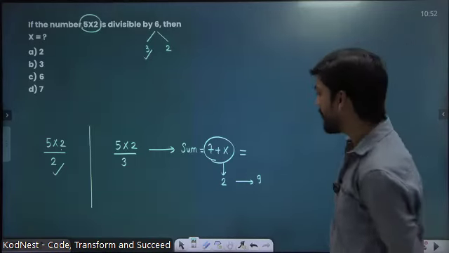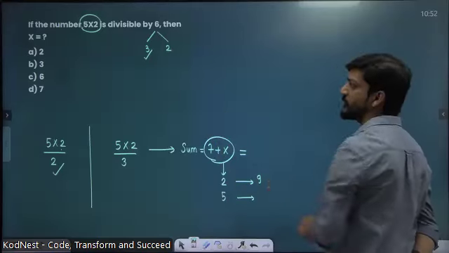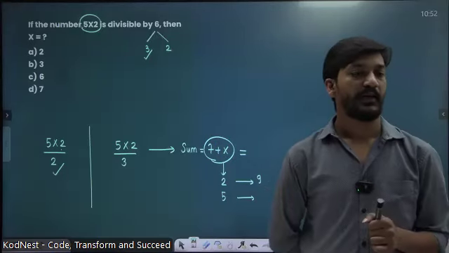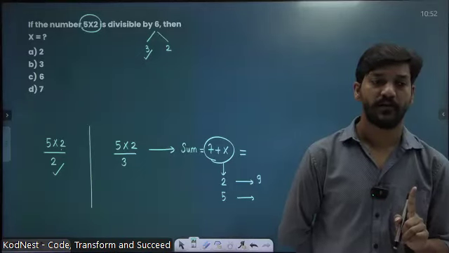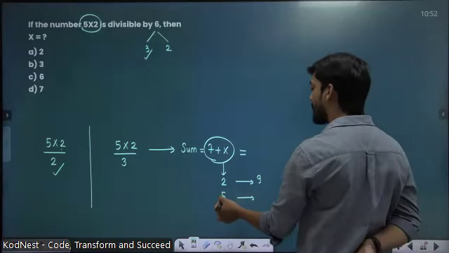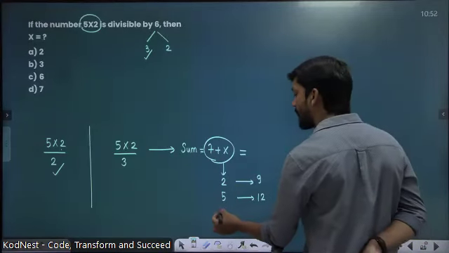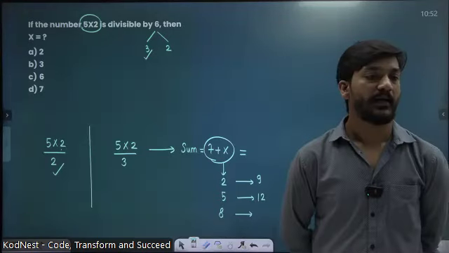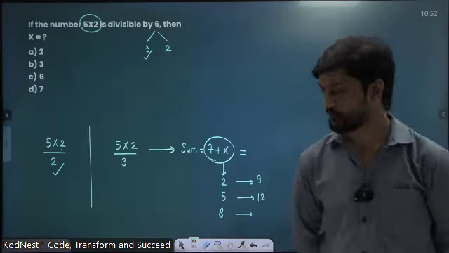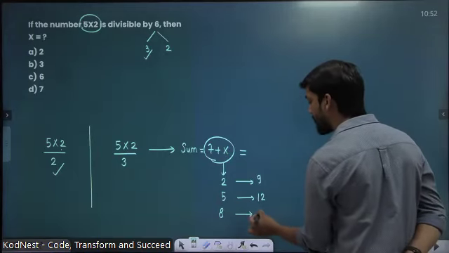Anything else? Can I take 5? Don't see the option, we'll see the option later. Can I take 5? Yes. 7 plus 5 will be giving you 12, and 12 is divisible by 3. Can I take 8 also? Yes. Okay, so 8 also will give you 7 plus 8, 15.